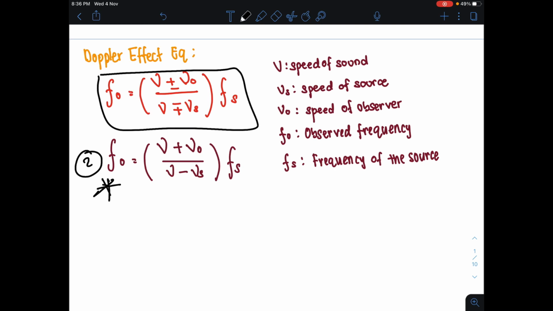Ini yang kita nak carilah. Selalunya kita nak cari apa frekuensi yang didengari oleh observer itu. V adalah speed of sound in the air. Maksudnya kelajuan speed of sound in the air lah, standard lah yang paling basic, which is a constant dekat sini.